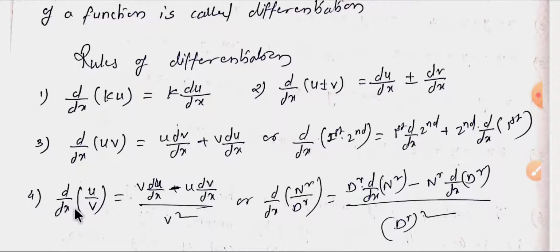Similarly, d by dx of u by v is called the quotient rule, and this is nothing but v into du by dx minus u into dv by dx upon v square, where u and v are functions of x. We can also remember it as numerator by denominator: denominator as it is, derivative of numerator, minus numerator as it is, derivative of denominator, upon denominator square. So these are some of the basic rules of differentiation.